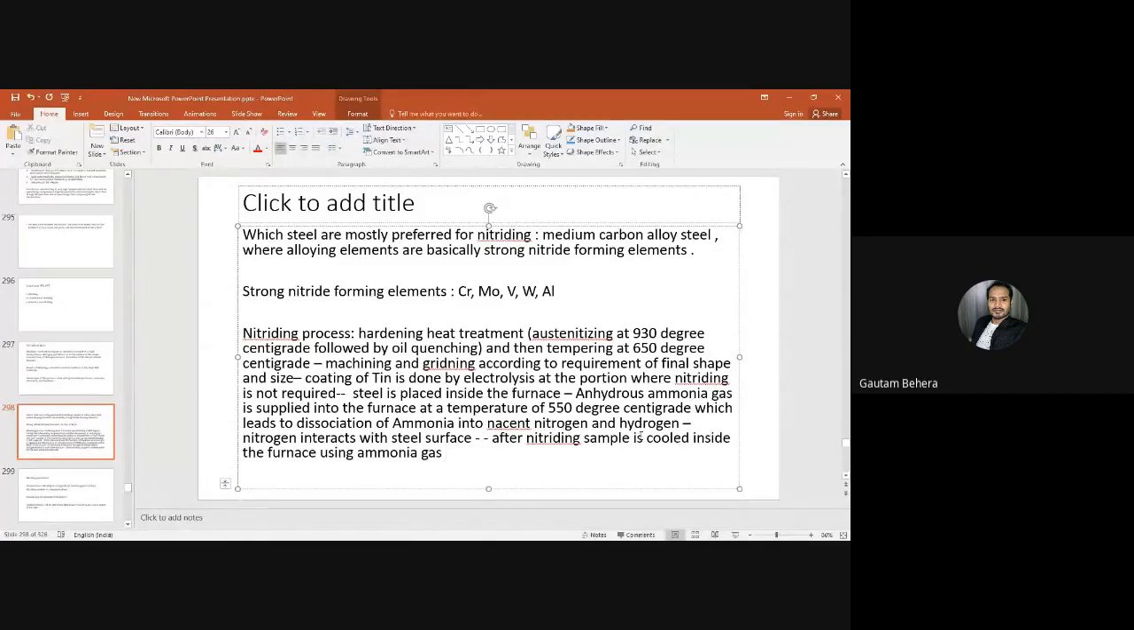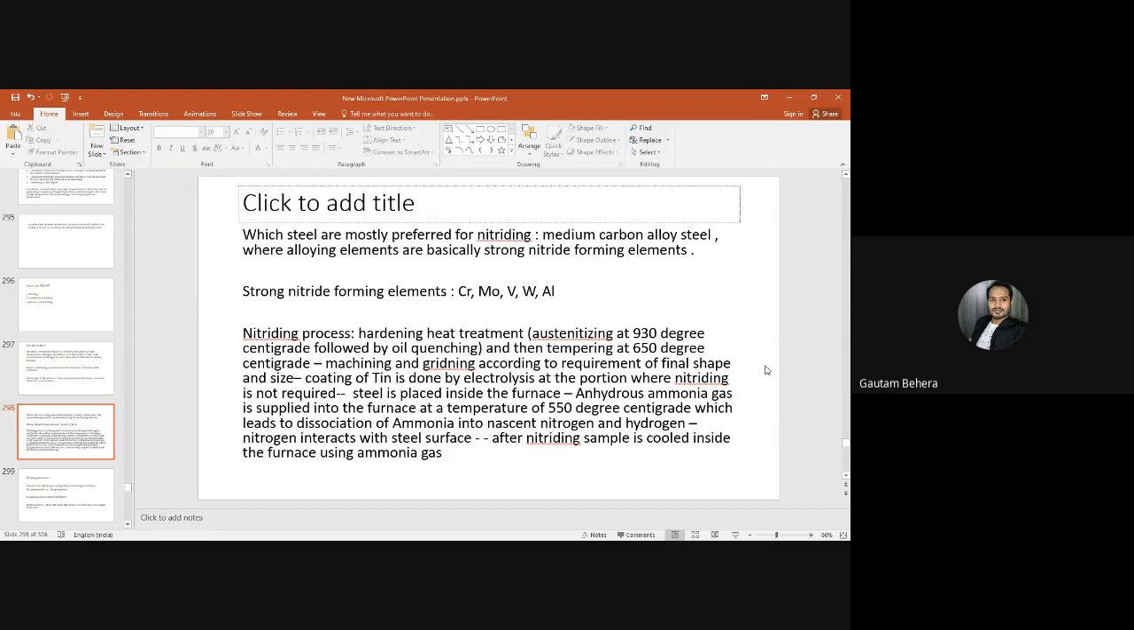And finally, the nitriding is over. But here the interesting point you have to remember, as I told, there will be no phase transformation. So nitriding is carried out at a temperature of, you can see it is written 590. I missed it maybe. Okay, I'll show you in the next slide. It is there, 590 degrees centigrade. So nitriding is carried out at a temperature of 590 degrees centigrade.